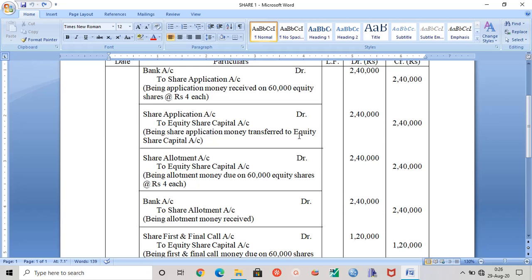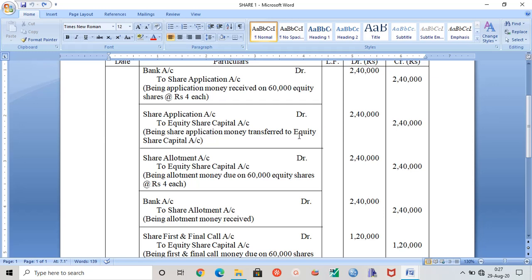There are two ways of selling or purchasing a share, that is by lump sum or installment. Whenever we purchase the share in lump sum, the entire money is received at the time of application. In this question, the face value of each share is rupees 10, so the entire rupees 10 would be received at application. But when the shares are sold in installments, the amounts are segregated into various categories.